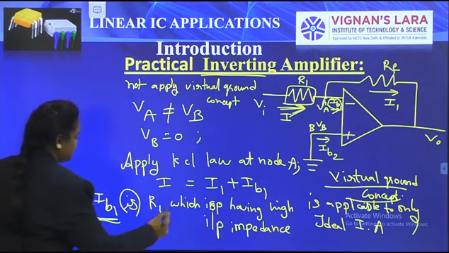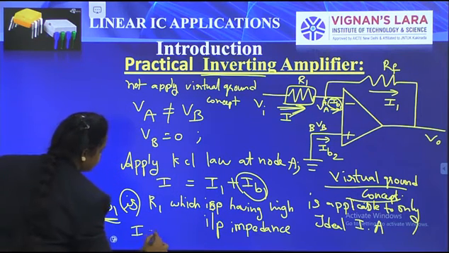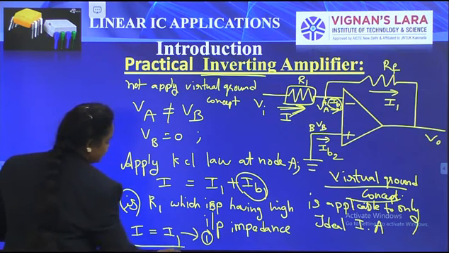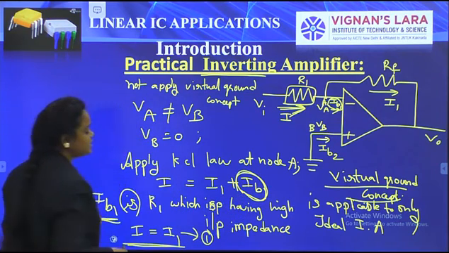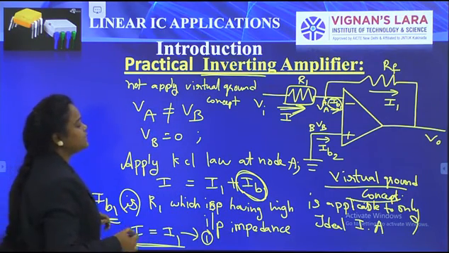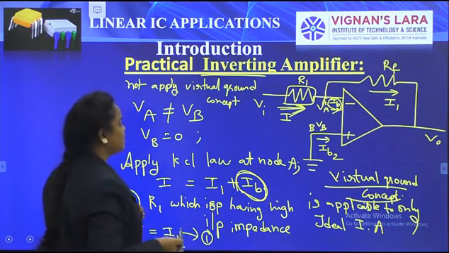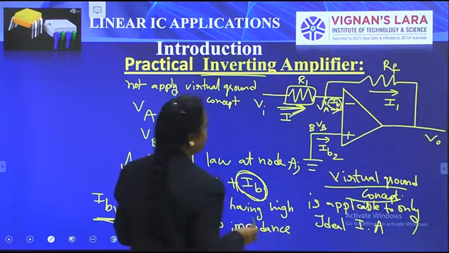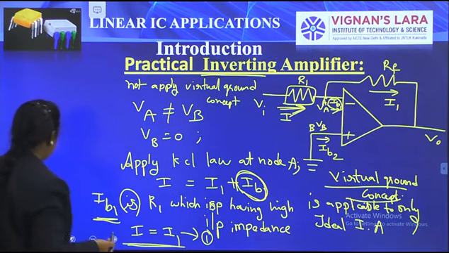With IB1 equal to 0, the equation becomes I is equal to I1. This is taken as the first equation. Why? Because the current IB1 flowing through the inverting terminal is 0, since R1 has high input impedance. So substituting 0 for IB1, I get I is equal to I1.